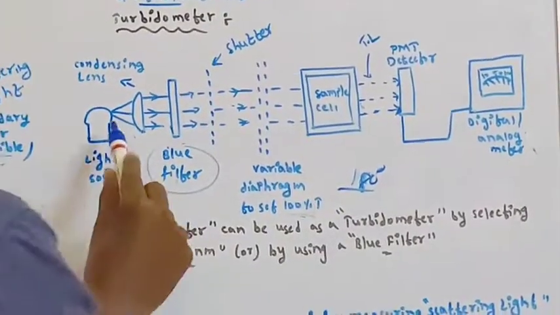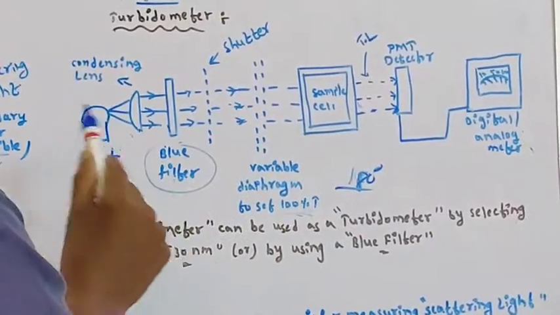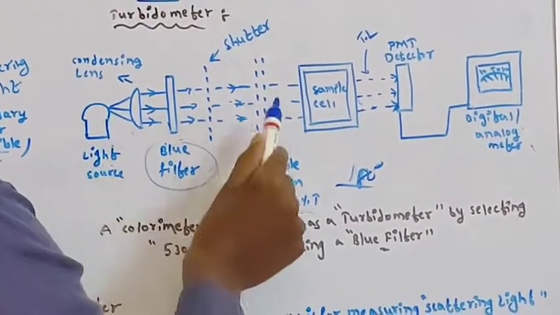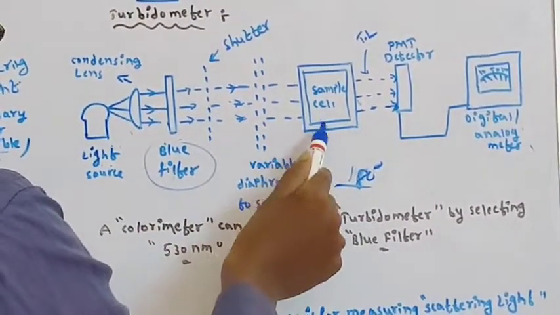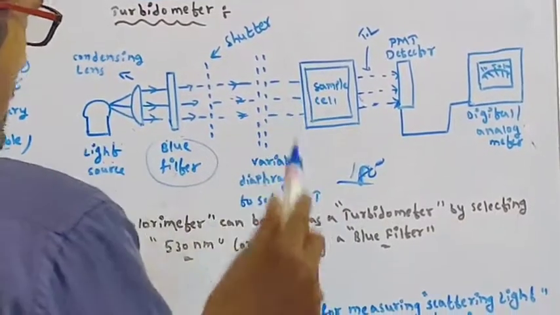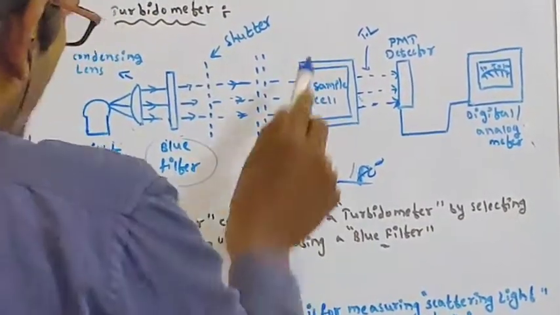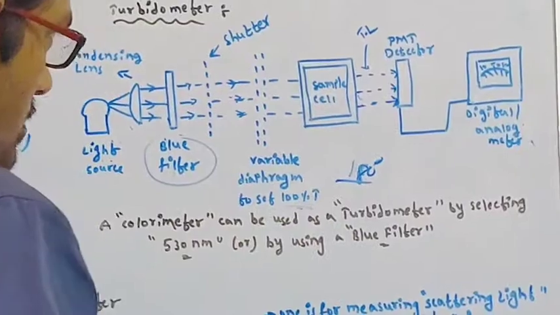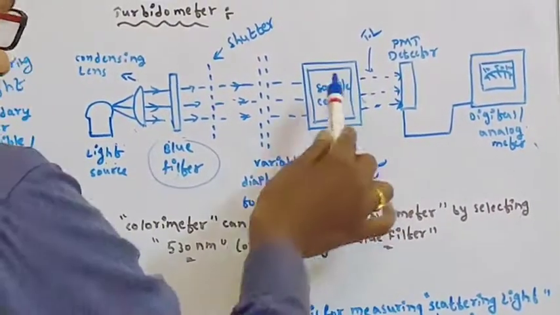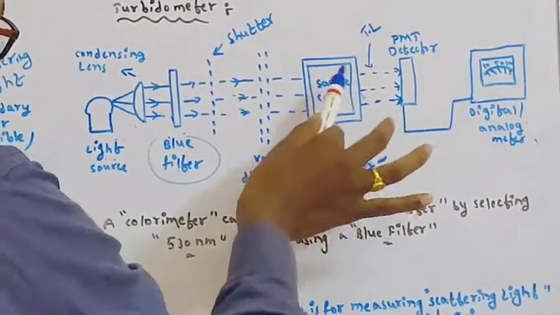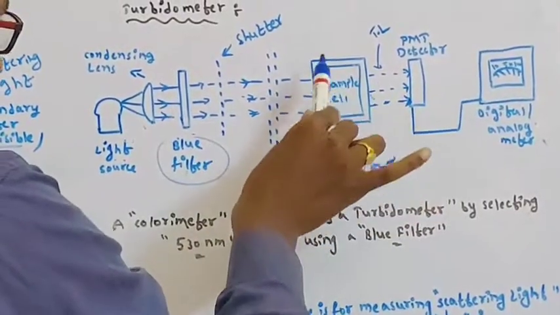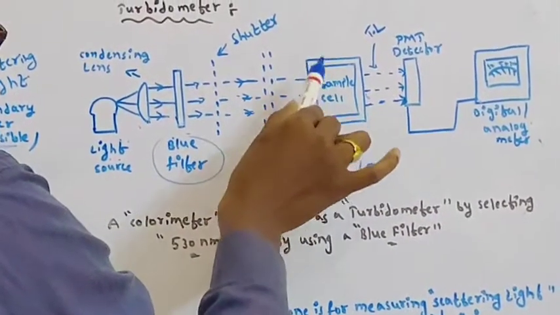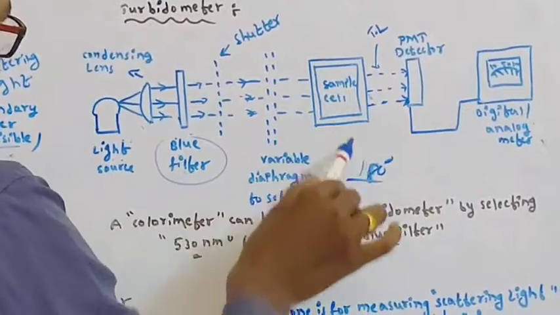Here the radiation or light which is coming from the light source finally falls onto the sample cell. From the sample cell, the light will be scattered in all directions. The sample cell means nothing but the suspension. These are the suspended particles which are present in the solution. Whenever radiation falls on those suspended particles, the light will be scattered.